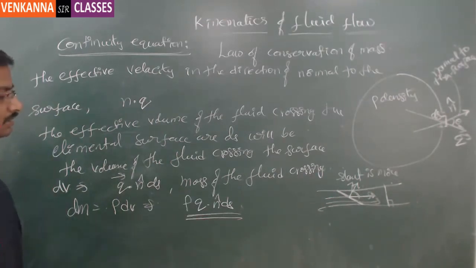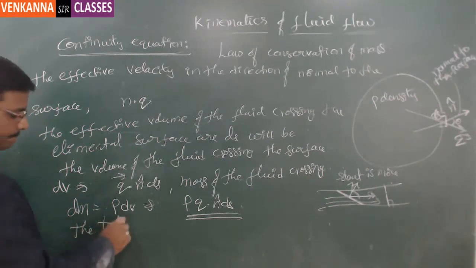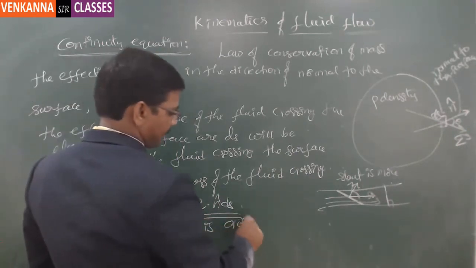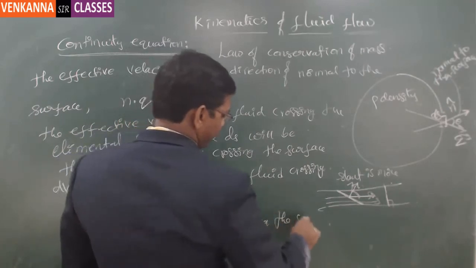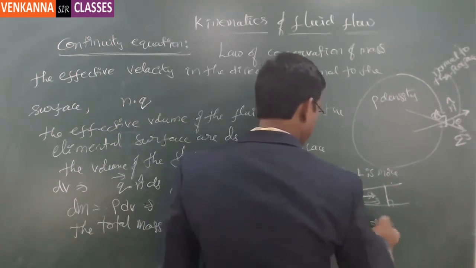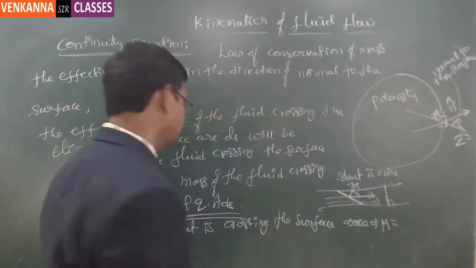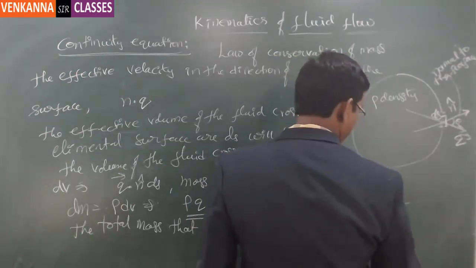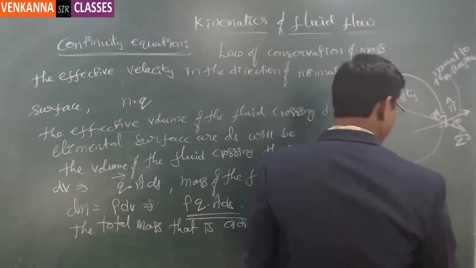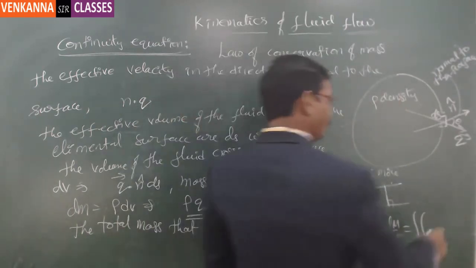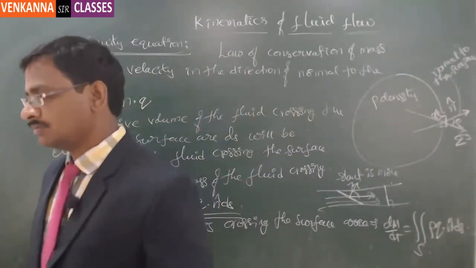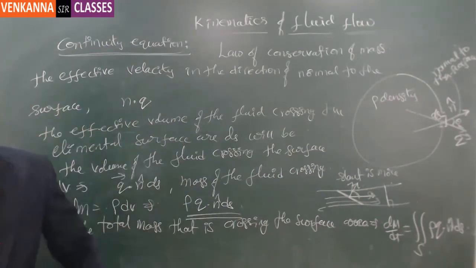So the total mass that is crossing the surface area per unit time, dm by dt, will be the double integral over the surface S of rho into q dot n cap into ds. Got it? So note down till this point. I'll continue it.